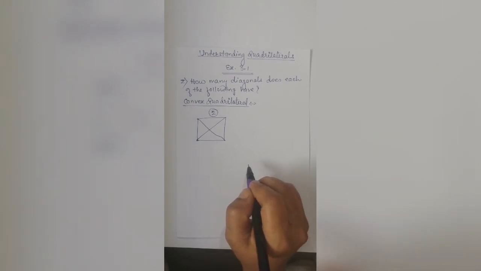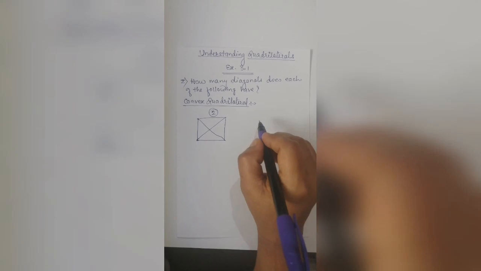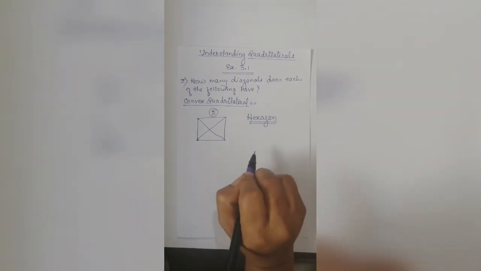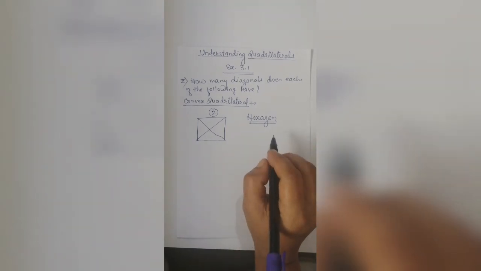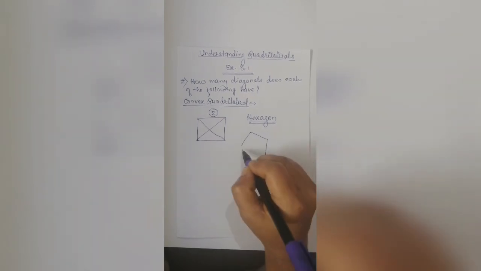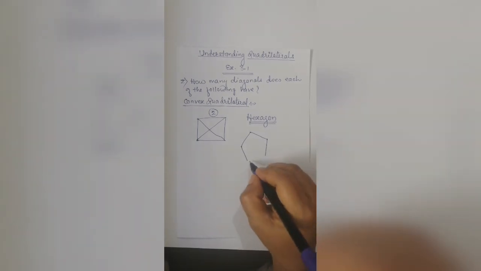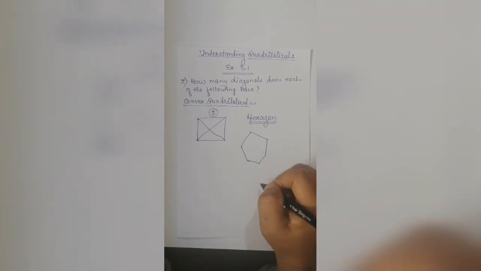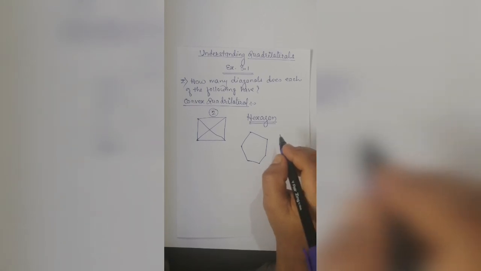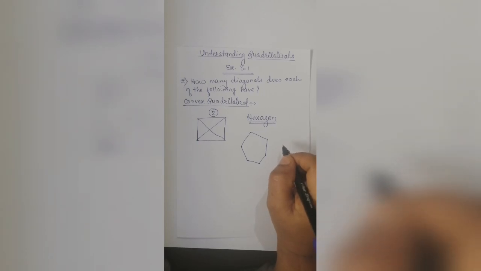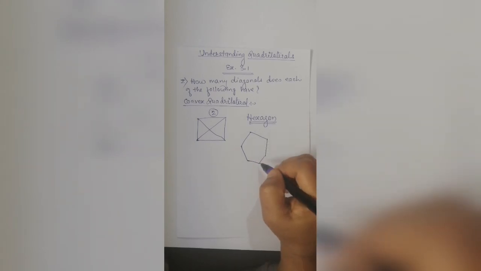Suppose it is given as a regular hexagon. Hexagon means a six-sided figure. Regular means all the sides must be equal. Here it is not drawn regular, but we are going to find the diagonals. What is the definition of a diagonal? A diagonal is a line which passes through two opposite vertices.